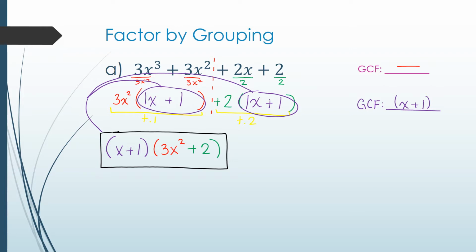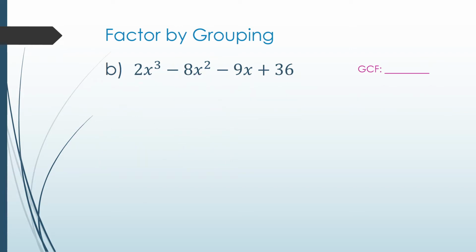Let's look at another one. 2x cubed minus 8x squared minus 9x plus 36. Okay, we have four terms. Are there any common factors that would divide into these four terms? And the answer is no. There appears to not be a GCF other than 1. So the good news is, since we have four terms, we're going to do factor by grouping, which means we can evenly split it in the middle.